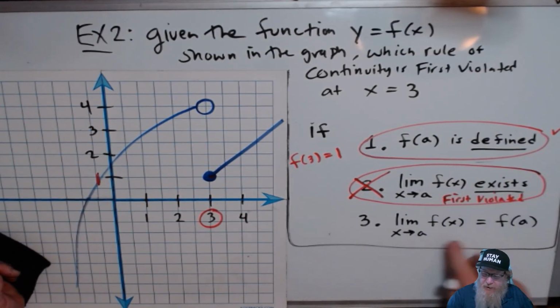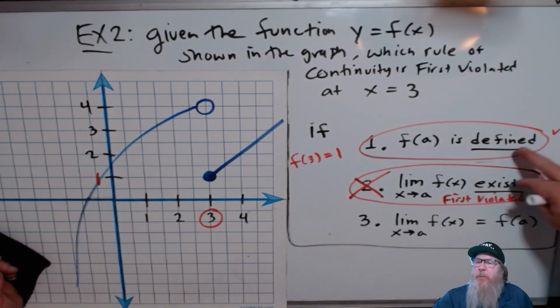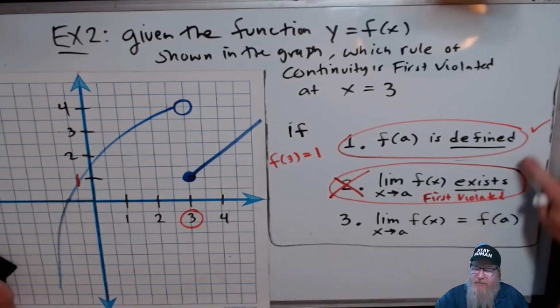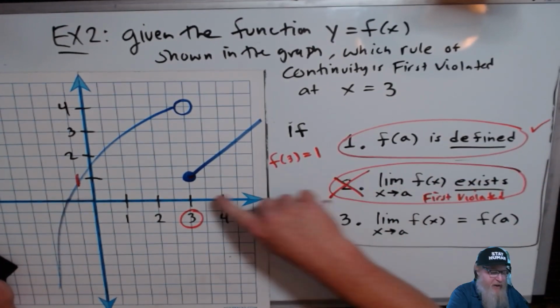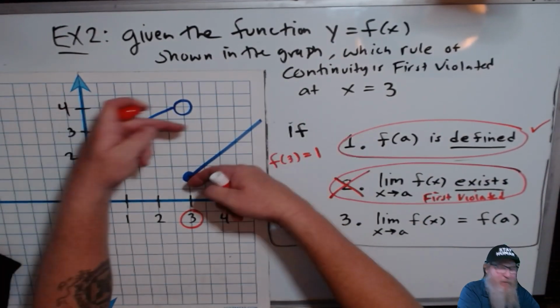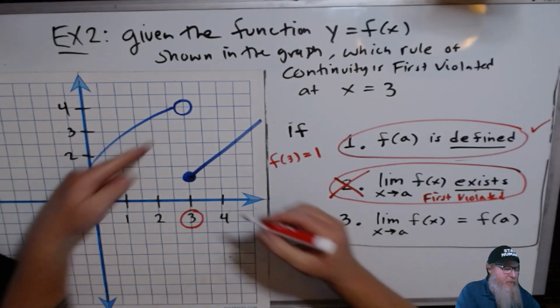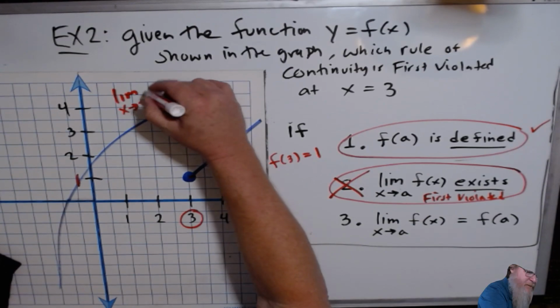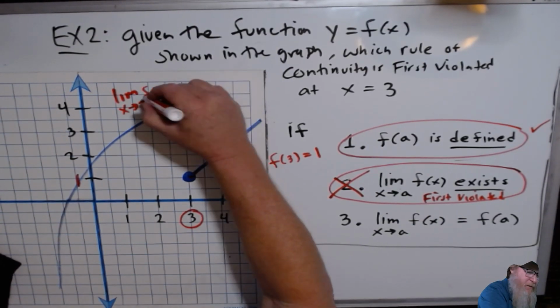We don't even bother looking at rule number 3 because rule number 3 only applies if both rule number 1 and rule number 2 are satisfied. So rule number 1 was satisfied, check. It is defined, but the limits don't exist. Yeah, the limit from the left is 4.